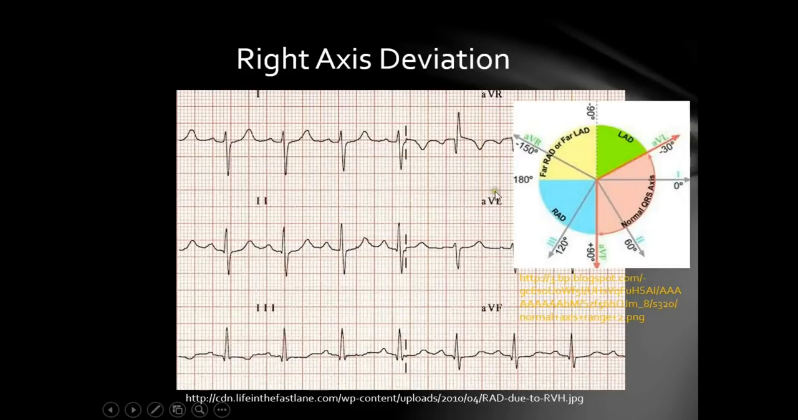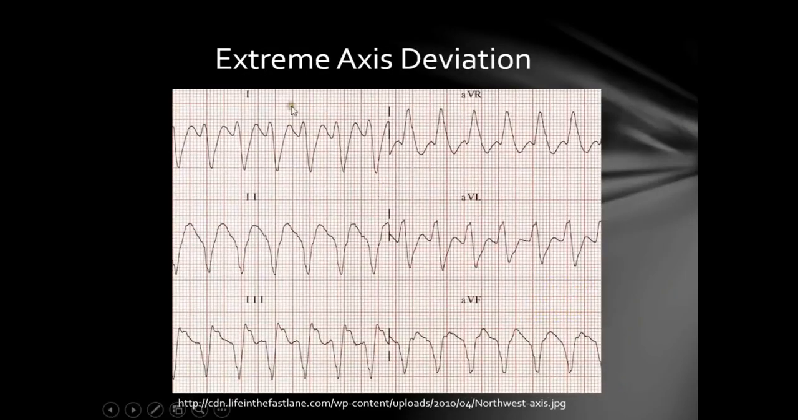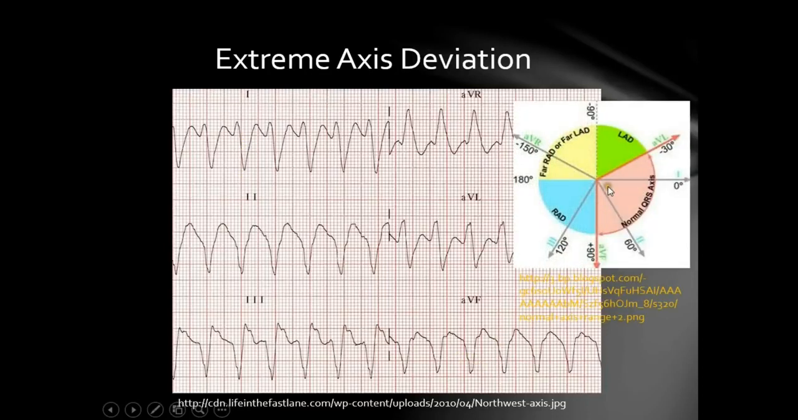And now coming to our last example, the extreme axis deviation. Making a long story short, all you need to have is a negative lead 1 and a negative AVF. And to confirm on this illustration, if you have a negative lead 1, that means it's anywhere between this minus 90 degrees to positive 90 degrees, because it's more than 90 degrees away in each direction.